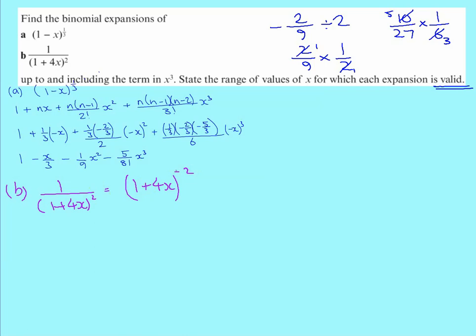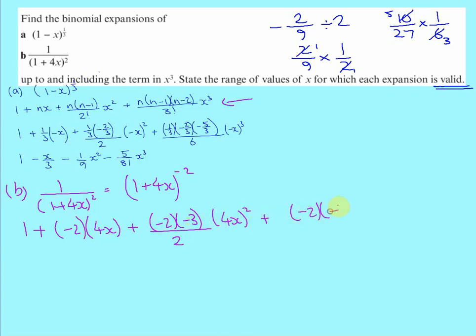Right, so the formula is already written up here, so I'm not going to write it again this time. So I've got 1 plus n. So my n is minus 2, that's my power, and my x is 4x. So n minus 1, lots of people write minus 1 here, just be careful, all over 2 factorial, which is 2, and then we have 4x squared. n minus 1, n minus 2, all over 3 factorial, which is 6, and then we have 4x cubed.